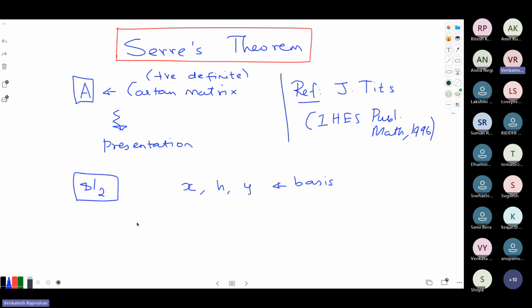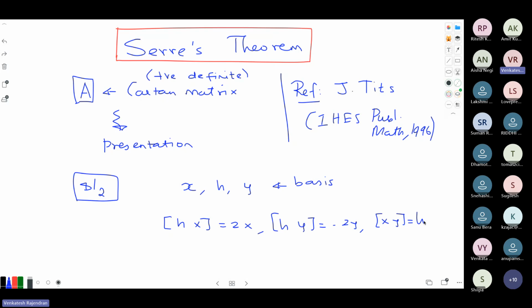Now you can write down relations with respect to this basis. You have [h,x] equal to 2x, [h,y] equal to minus 2y, and [x,y] equal to h. I'm not writing down all the other trivial relations, such as the bracket [z,z] is 0 for all z in SL2.